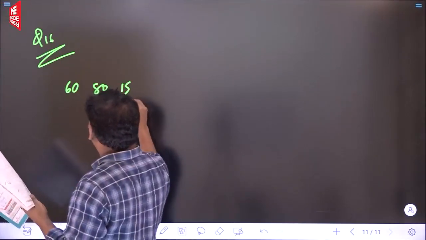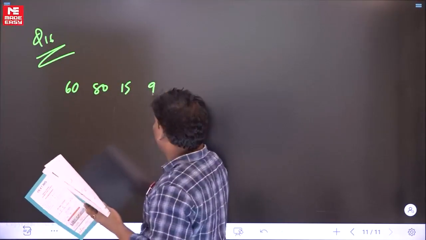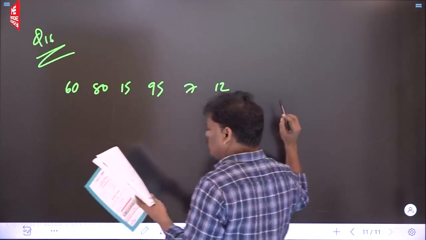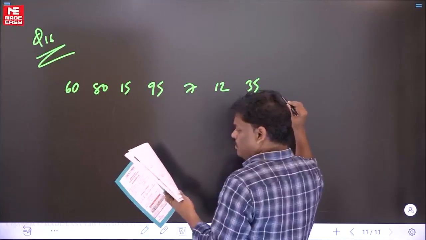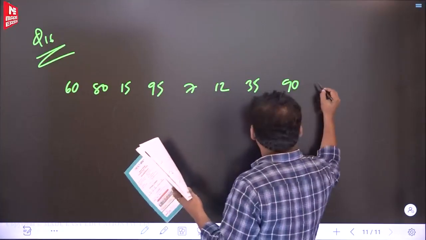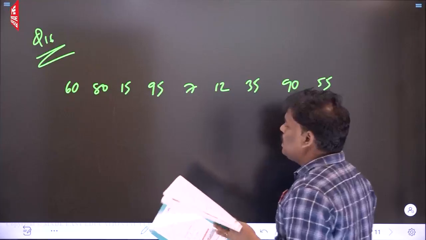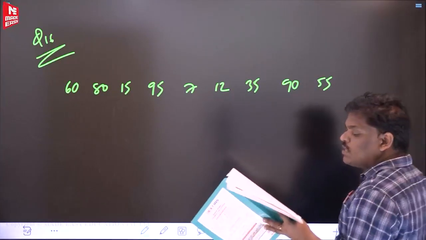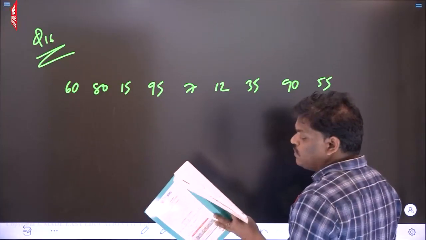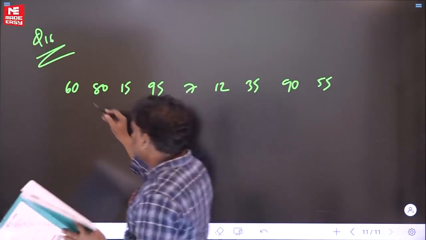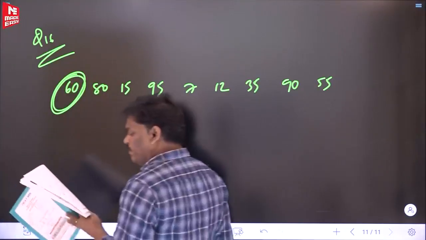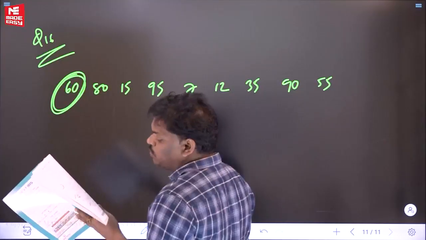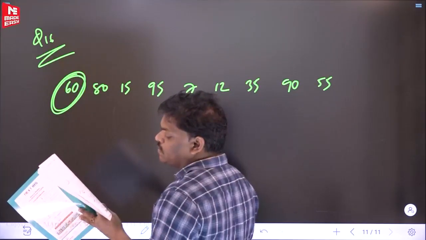60, 80, 15, 95, 7, 12, 35, 90, 55. There is one array which is unsorted and, one more, 60 is the starting element. Next, the quicksort partition algorithm is applied by choosing the first element as pivot. By taking this as the pivot, the partition algorithm is applied. How many total arrangements of the array integers are possible, preserving the effect of the first pass of the partition algorithm?